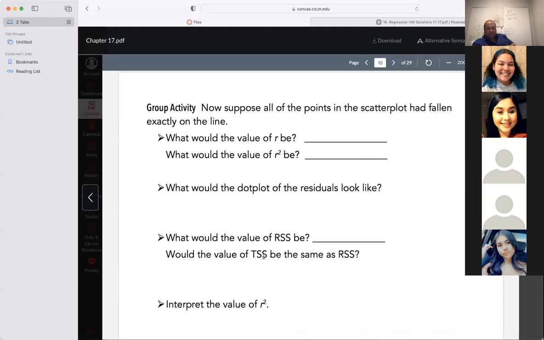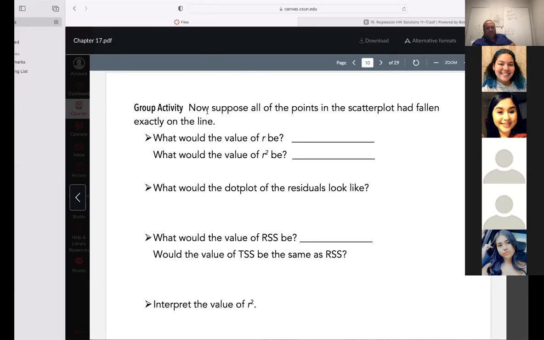We're going to skip this one only because, actually, we can do this one. Suppose all the points in a scatter plot fell exactly on a line. What would the value of R be if all points in the scatter plot fell exactly on a line? If all the points fell on a line, what would R be? 1. Or, actually, there's two answers. 1 or what? -1. 1 or -1, depending if the line's going up or down.